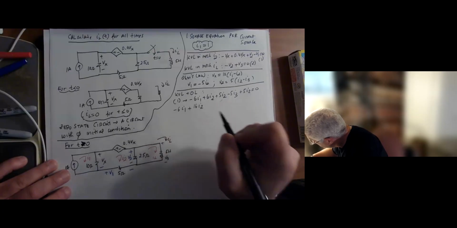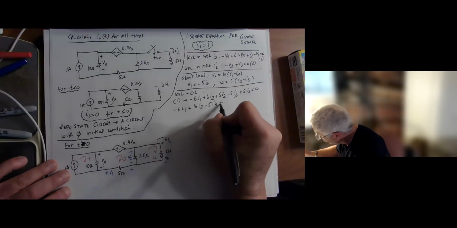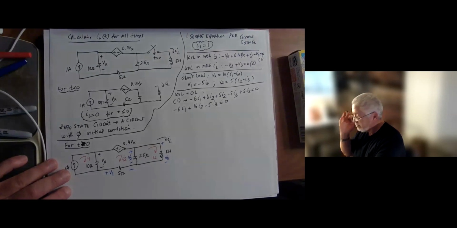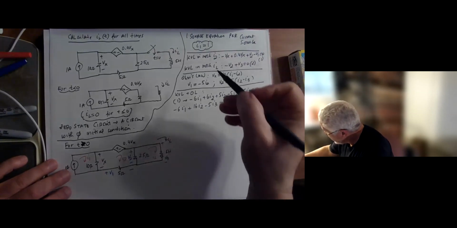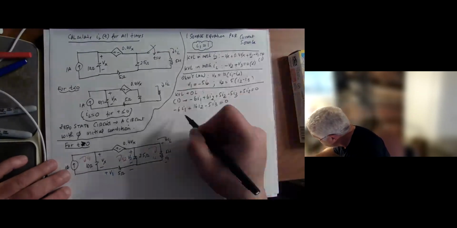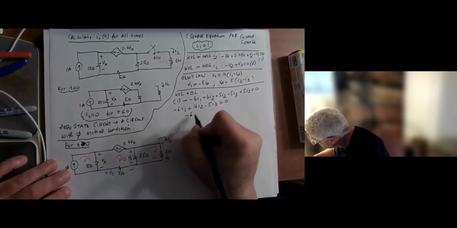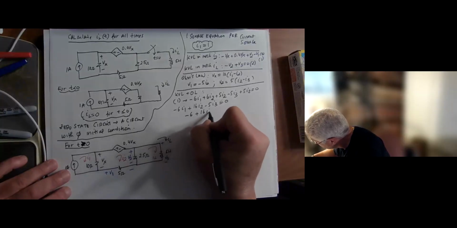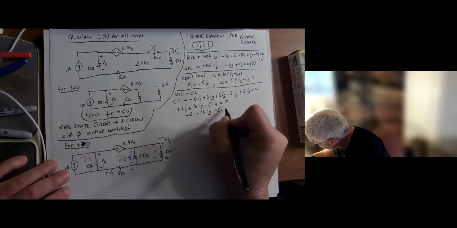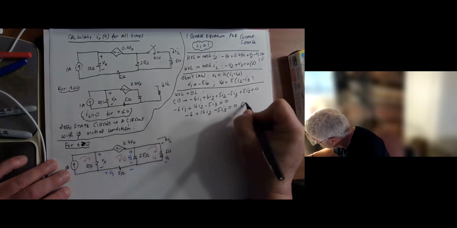16I2 minus 5I3 equals 0. Of course, we know that I1 is 1, so I can use that. That gives me minus 6 plus 16I2 minus 5I3 equals 0. So that's my new equation 1.